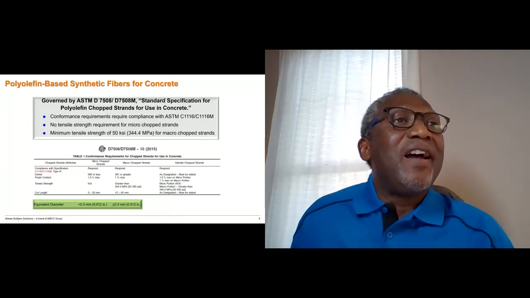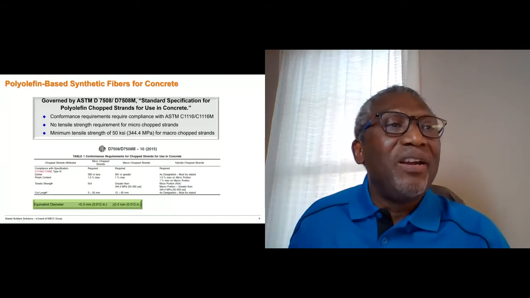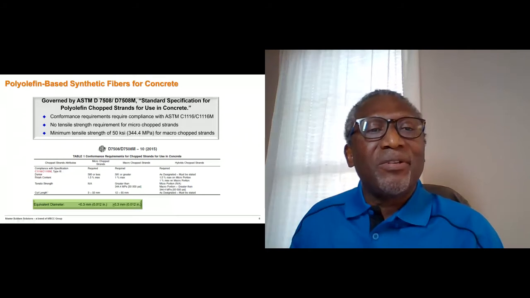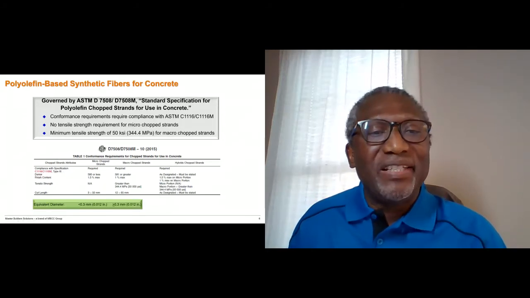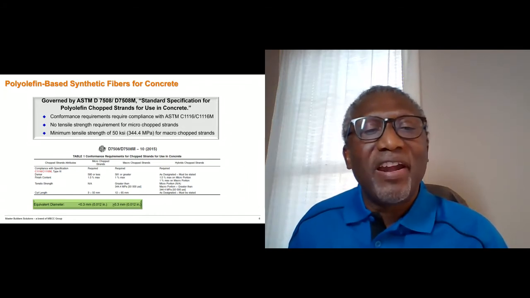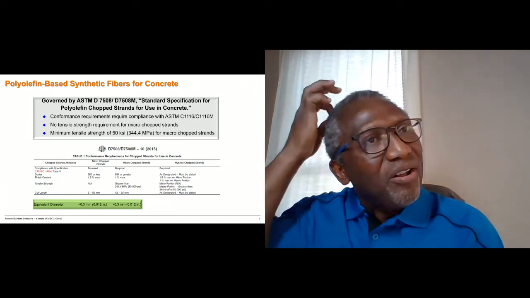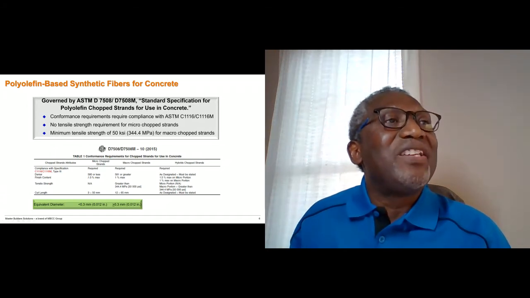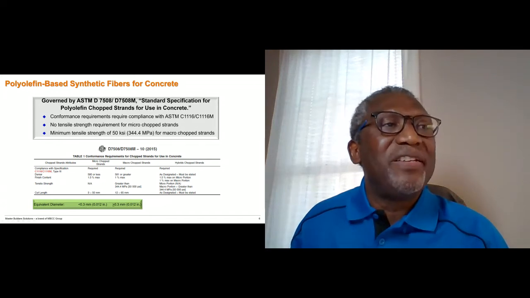One of the things that is important is what is the differentiation between a micro and a macro? And it's pretty much the equivalent diameter. So the micro chop strands have an equivalent diameter of less than 0.3 millimeters, and the macros have a diameter that will be equal to or greater than 0.3 millimeters. Another thing, as you can see in the table, refers to the denier of the fiber, which is essentially tied into the equivalent diameter.